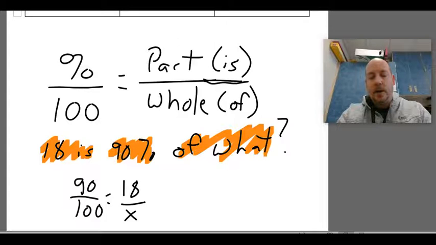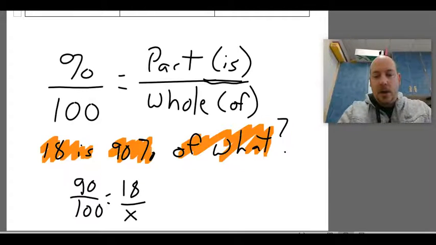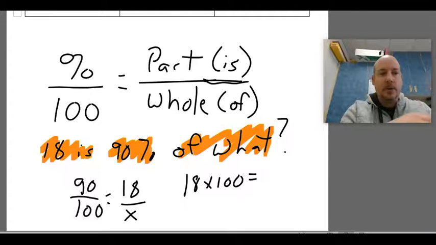So again, in all 3 of those problems, we're just missing one of those 3 parts. It's just a matter of determining where those 3 things fit in there. That's the nice thing about the proportion, is you use the same one for those different types of problems. And again, on this one, we just want to cross multiply. So 18 times 100, which is 1800, divided by, oops, not equals. Let me try that again.